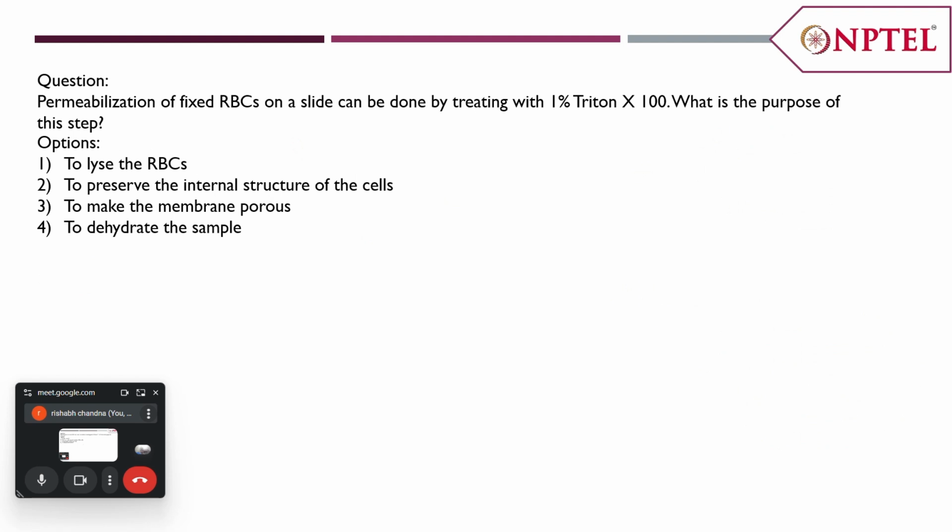Permeabilization of fixed RBCs on a slide can be done by treating with 1% Triton X-100. What is the purpose of this step? The options are to lyse the RBCs, to preserve the internal structure of the cells, to make the membrane porous, or to dehydrate the sample. What can be the correct answer?